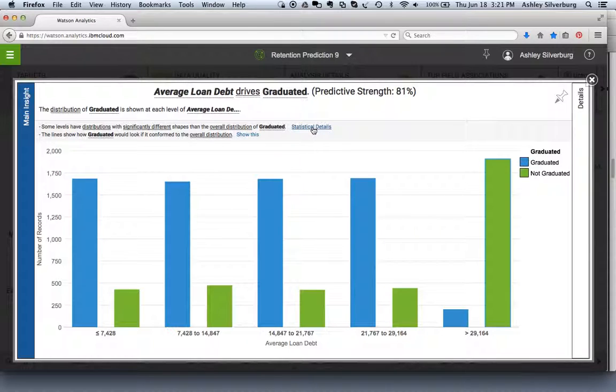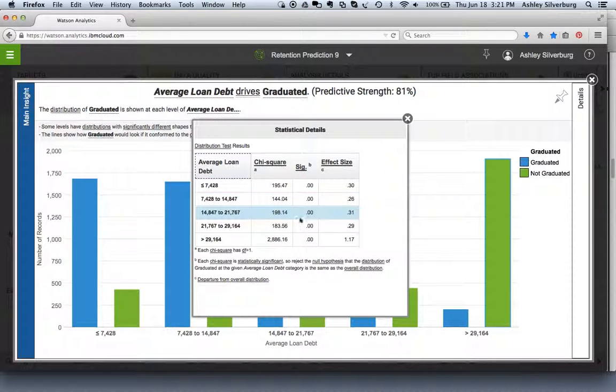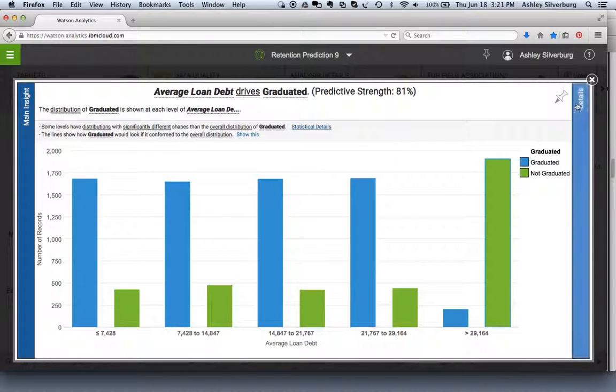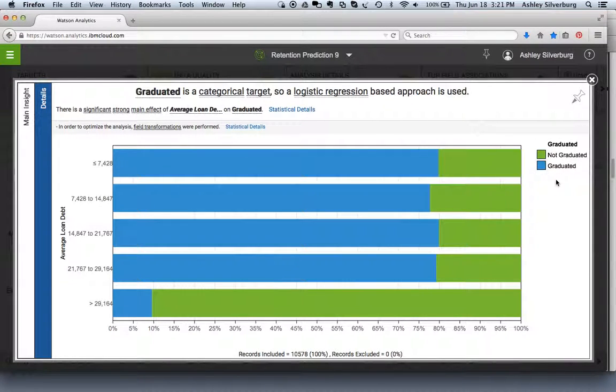So the statistical details here actually show me the actual calculations that are being used. And then if I click on details, I can see this as a stacked percentage chart, which may be a little bit easier to see. So here I can see that in general, loan debt doesn't seem to predict too much until we get to fairly large amounts, over $29,000, where suddenly the probability of graduating drops to under 10%.